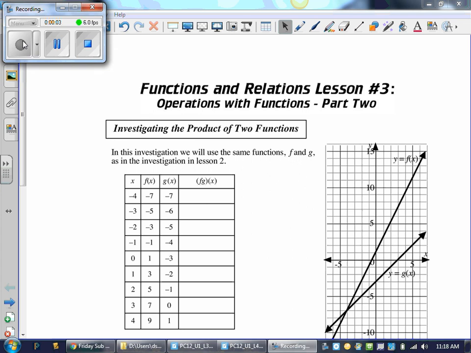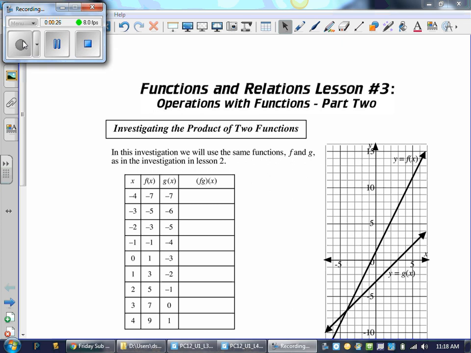Okay, so we are in lesson 3, operations with functions, and we started this yesterday when we were talking about the two functions and we were talking about them being added and subtracted. So today we're going to do lessons 3 and 4 and we're going to talk about them being multiplied and divided.